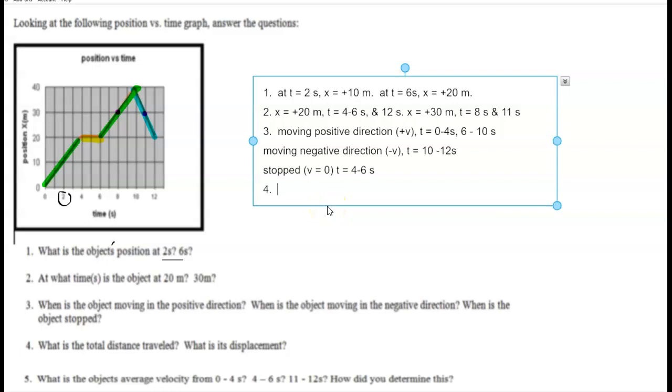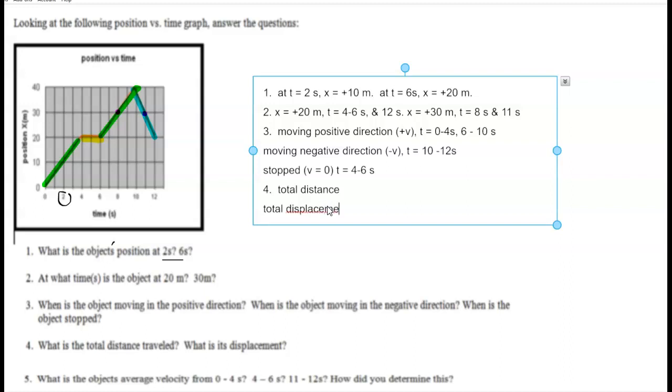Number 4 is talking about total distance and total displacement. So we'll talk about distance first because I think distance is easier than displacement, but I don't think either one is difficult to calculate or solve for in this example. So total distance, again, distance would just be, you would add up all the segments. So add all the lengths. We talked about that last video.